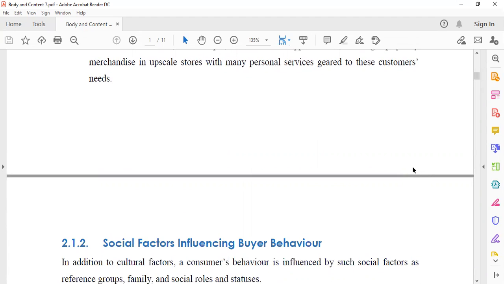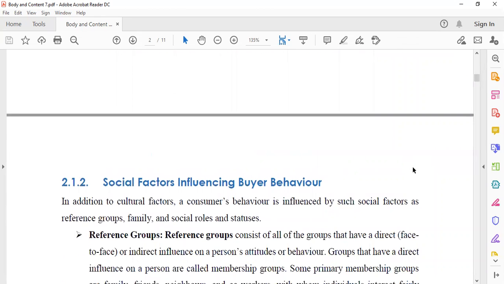The second category, or second set of factors, is the social factors. Man is said to be a social being, living and existing among other beings. And these other beings, in one way or the other, affect an individual, affect the individual's lifestyle, the individual's purchase and consumption patterns. Some of these factors within the social space is a reference group.